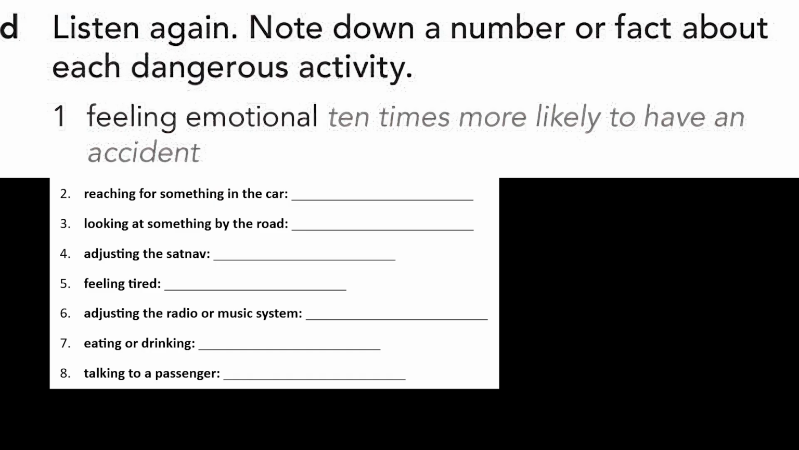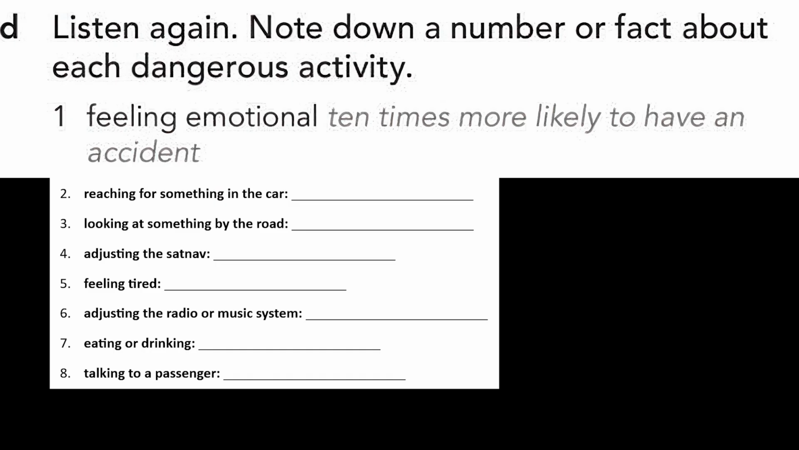This one's less surprising. It's reaching for something in your car. It might be your phone or a map or some sweets. If you're reaching down or trying to get something from the back seat, then you aren't looking at the road, and you're 9 times more likely to have an accident.